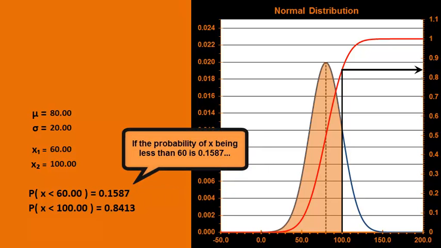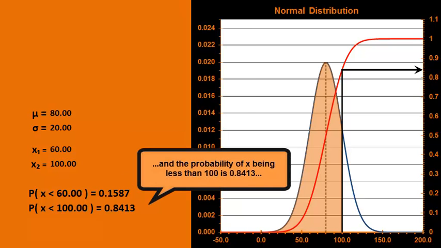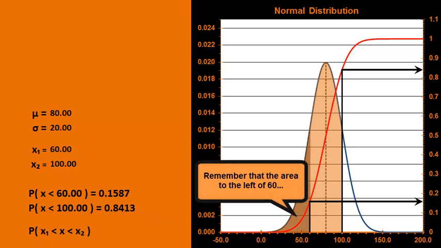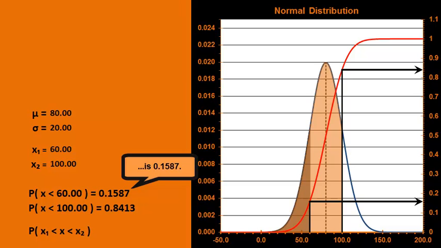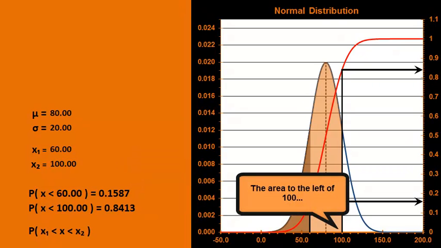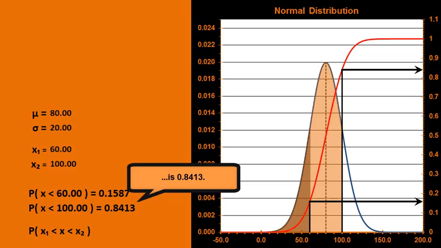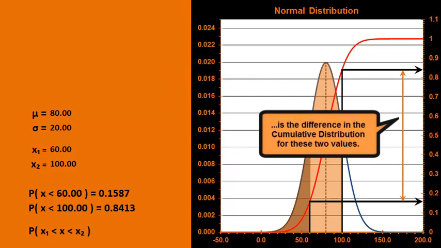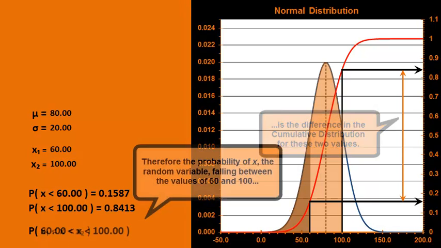If the probability of x being less than 60 is 0.1587, and the probability of x being less than 100 is 0.8413, it's time to consider the probability of x being greater than x1 and less than x2. Remember that the area to the left of 60 is 0.1587. The area to the left of 100 is 0.8413. It therefore follows that the area under the normal distribution between these two values is the difference in the cumulative distribution for these two values.